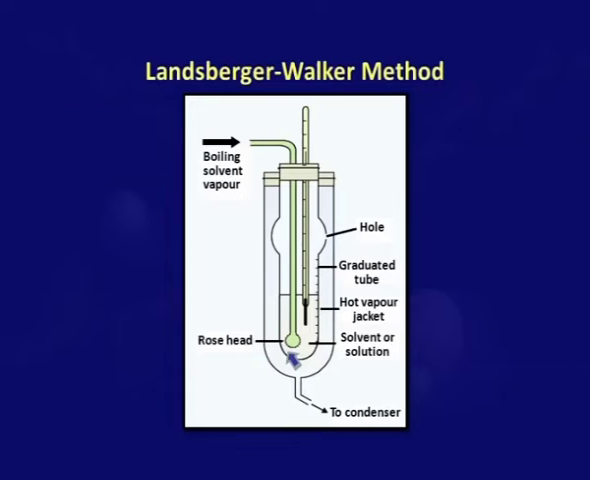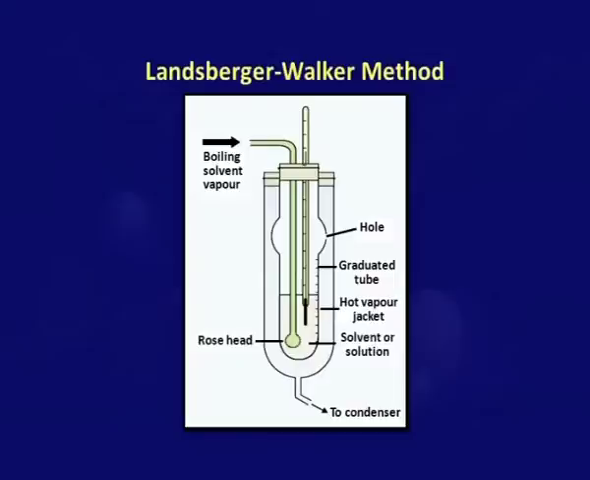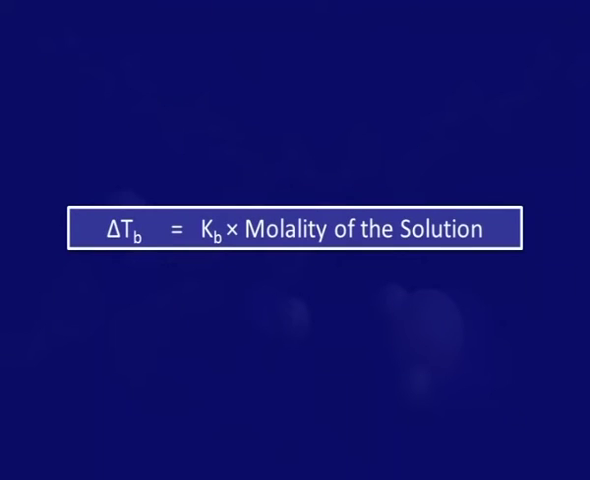After that, thermometer and rose head are removed and the volume of the solution is recorded. By this volume, we can calculate the mass of the solution. By the difference of boiling point of solvent and boiling point of solution, elevation in boiling point can be calculated, and this can be put into the relation delta Tb is equal to Kb into molality of the solution.